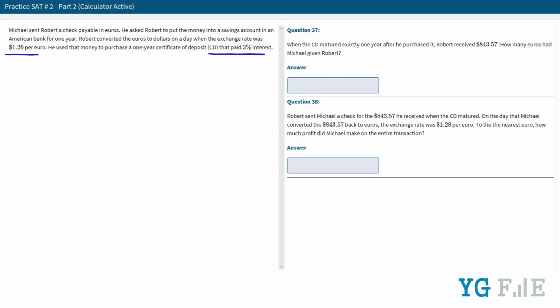So the question asks that when the CD matured after 1 year, Robert received $843.57. How many euros had Michael given Robert?